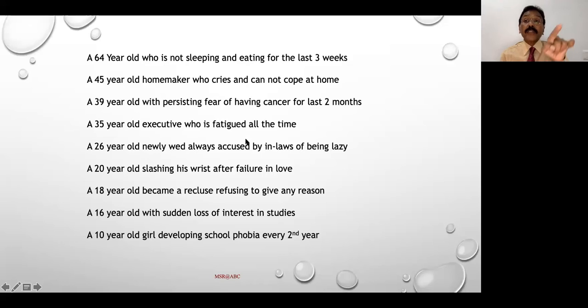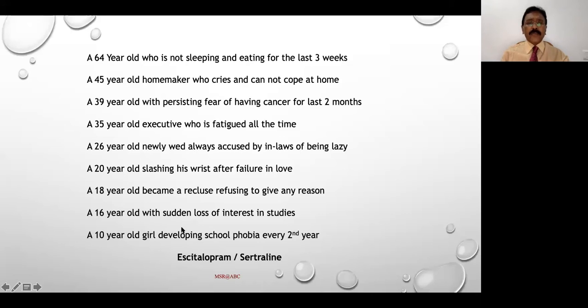These are the patients where you can choose an antidepressant effectively, and all these people can be treated very effectively with an antidepressant. Possibility. That is why I put this slide, and then we can discuss later. These are all the possibilities in different age groups, different kinds of presentations in which depression can present.